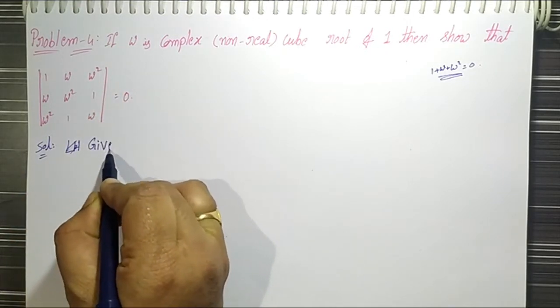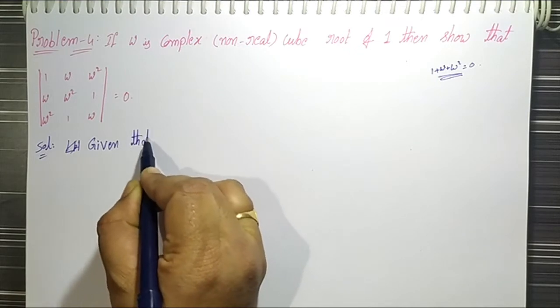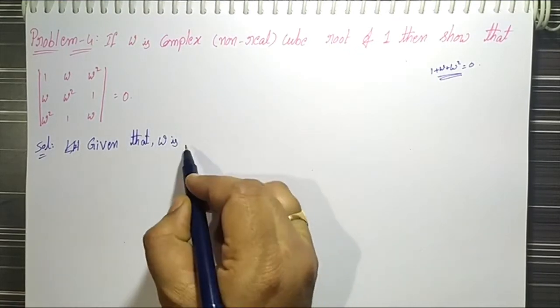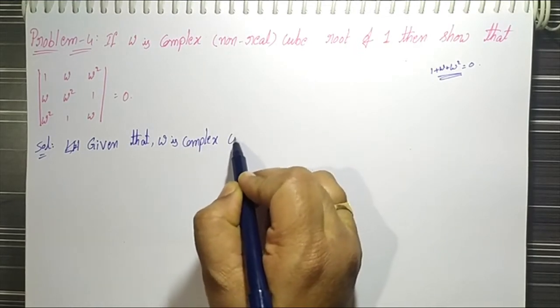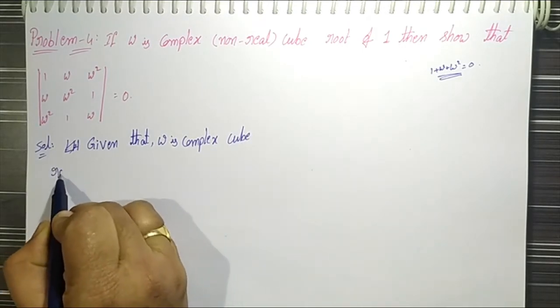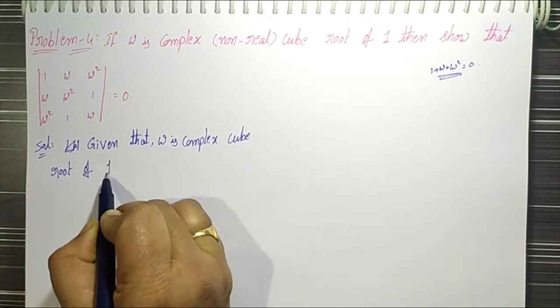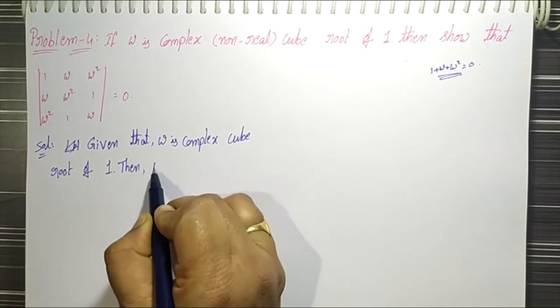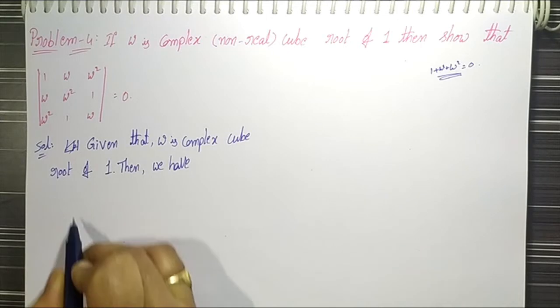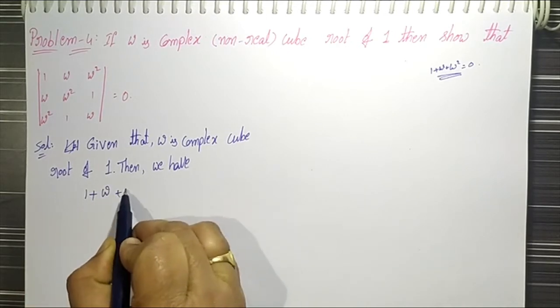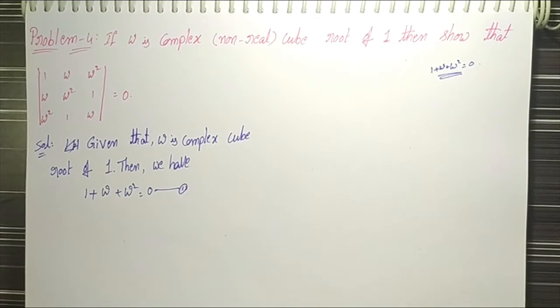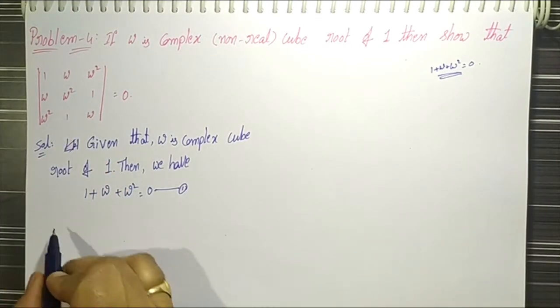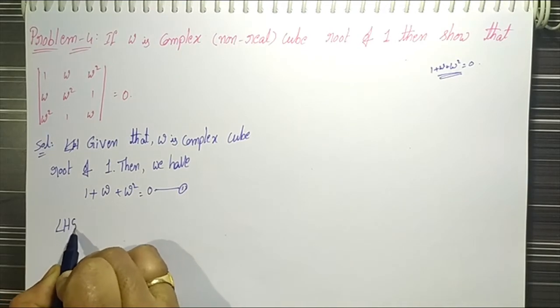Given that omega is a complex cube root of 1, then we have 1 plus omega plus omega square is equal to 0. This is one of the results in the complex numbers chapter. Then by using that result we have to solve this. First take the LHS value.